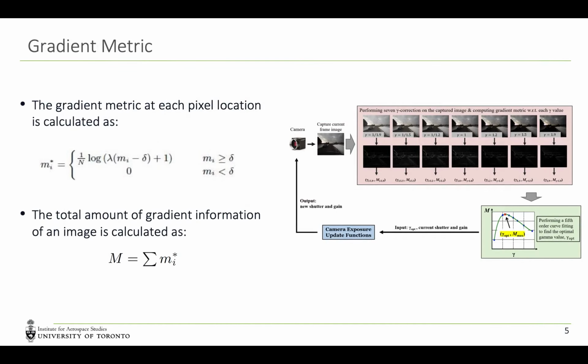In this algorithm, we use gradient information. The gradient information of an image is the sum of the gradient metric at each pixel. Gradient metric at each pixel is calculated using the gradient magnitude of the pixel using the formulas shown in the slide.